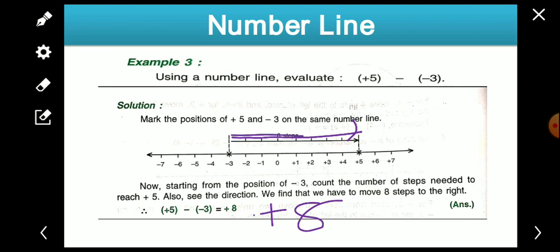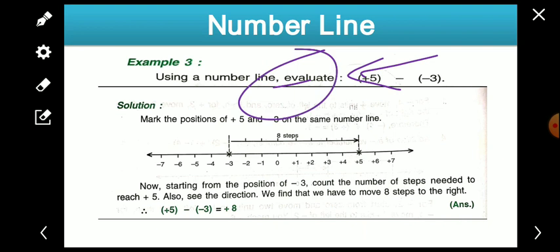Okay, if we move towards the right, then the answer will be positive, and if we move towards the left, then the answer will be negative.